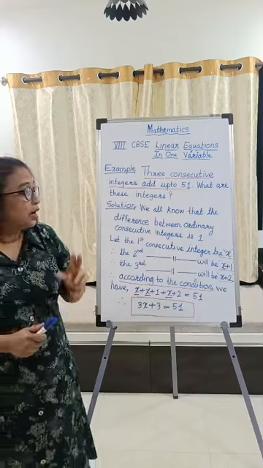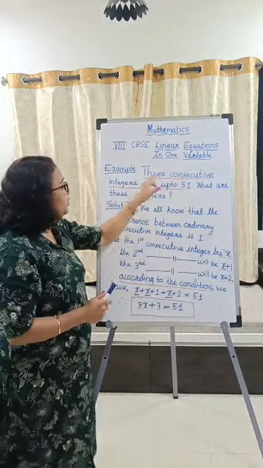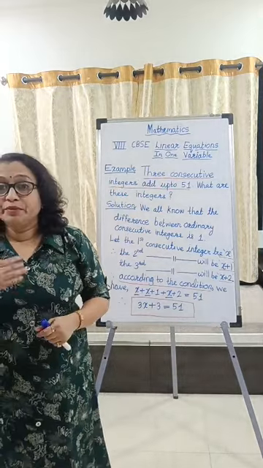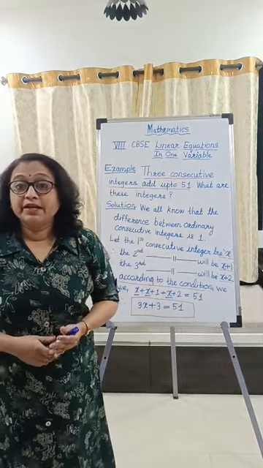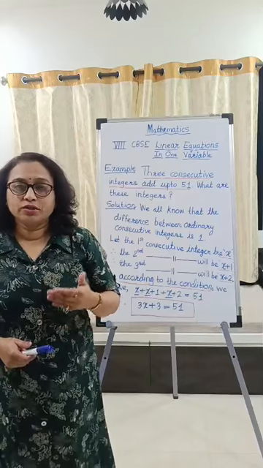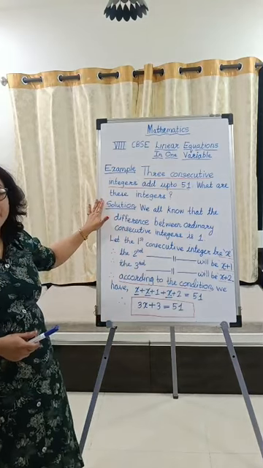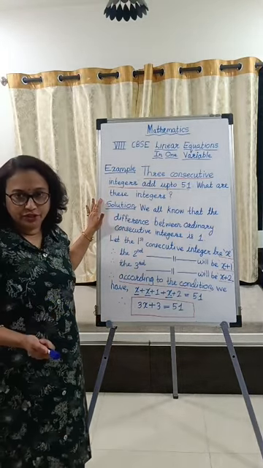Okay. Now, what do you mean by consecutive integers? Consecutive integers are the integers which immediately come one after the other. That is, the difference between any two consecutive integers is always 1. And for this example, we are going to consider only positive integers.